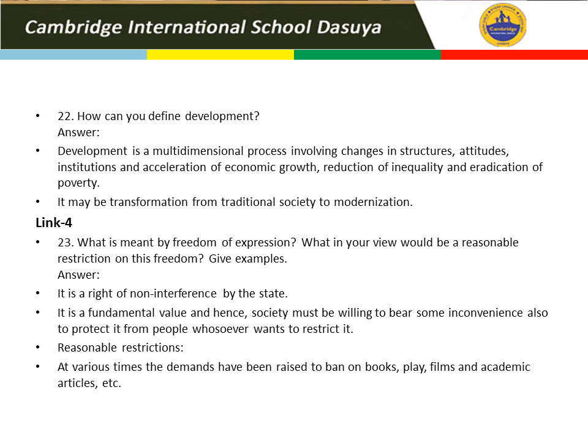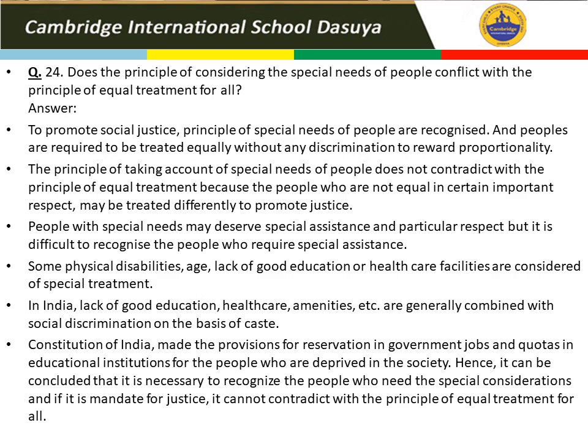Link 4. Question number 23. What is meant by freedom of expression? What in your view would be a reasonable restriction on this freedom? It is a right of non-interference by the state. It is a fundamental value and hence society must be willing to bear some inconvenience also to protect it from whosoever wants to restrict it. Reasonable restrictions, for example, on books, plays, films, academic articles, etc.